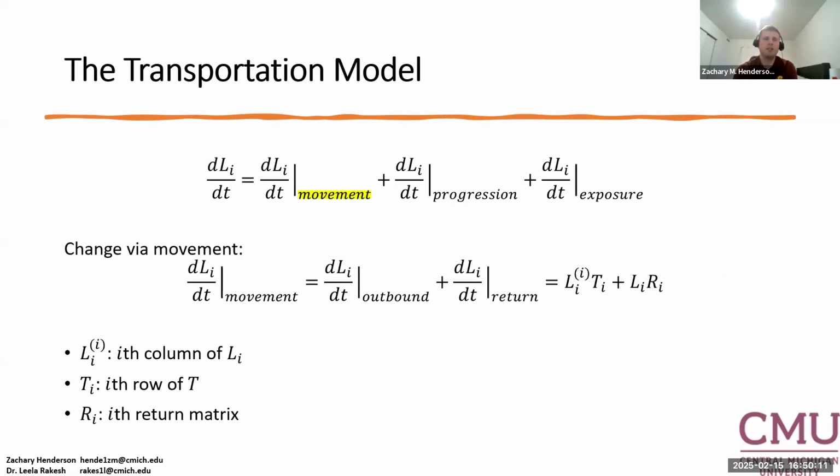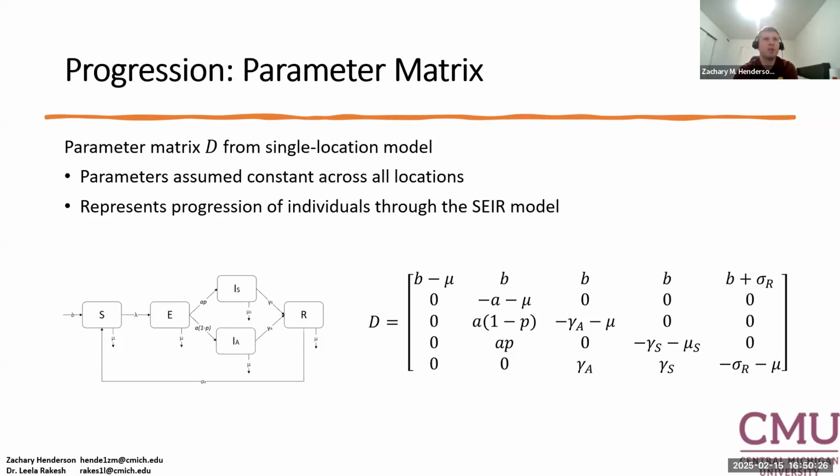So the change via movement, if we look at outbound and return as the 2 components of that, we'll get the ith column of the ith locator matrix times the ith row of T, and then we'll add that to the ith locator matrix times the ith return matrix, and that's going to represent our movement.